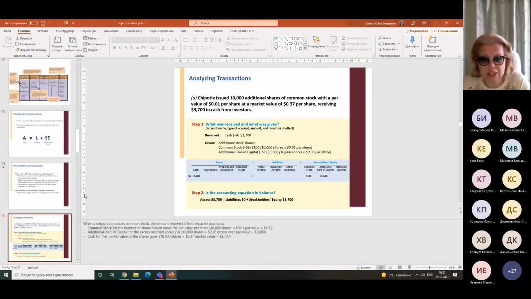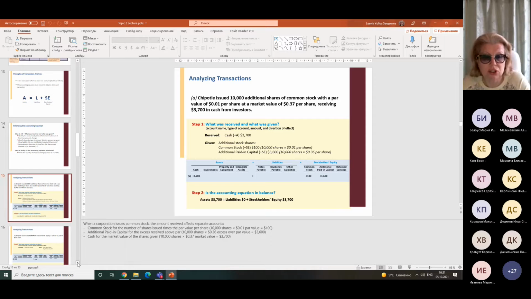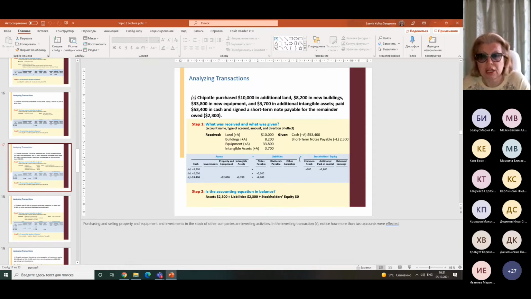So I don't want to repeat once again this transaction about issuance of stock we already discussed, but the approach is quite the same. For example, let's take the purchase of property, plant, and equipment. The company purchased land, building, and other intangible assets, paid in cash, and signed a short-term notes payable. So here we see that we have increase in land, increase in building, increase in equipment, increase in intangible assets, decrease in cash, and increase in short-term notes payable.